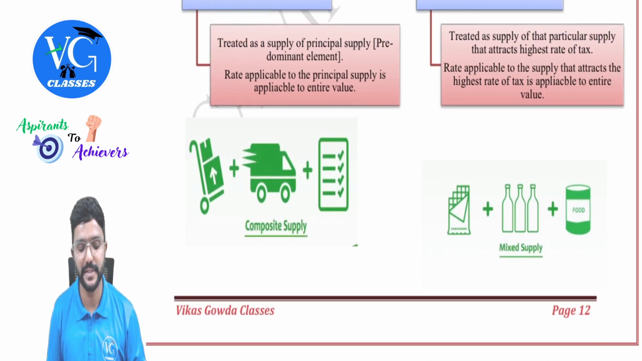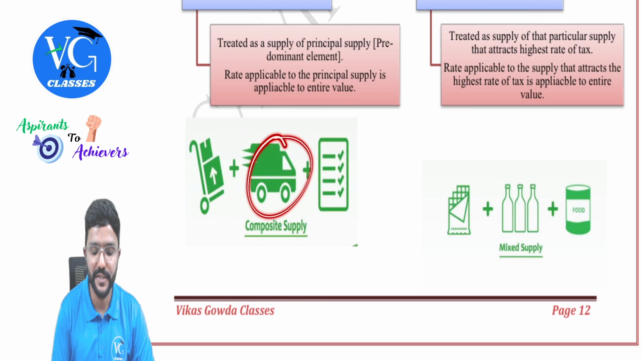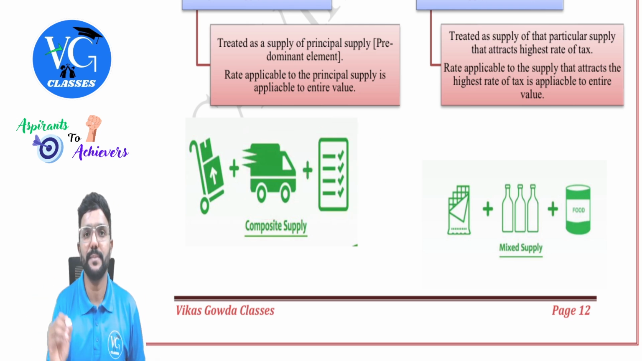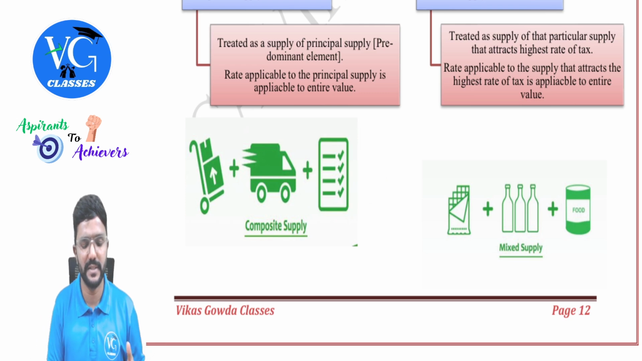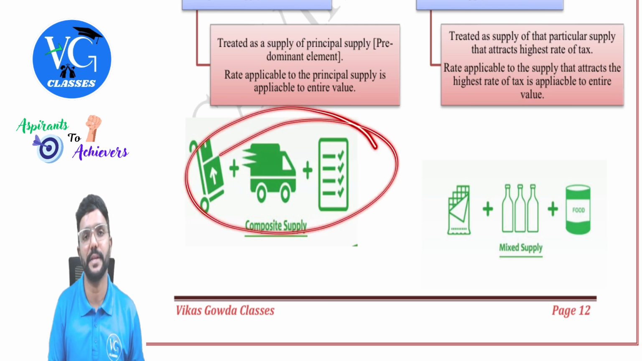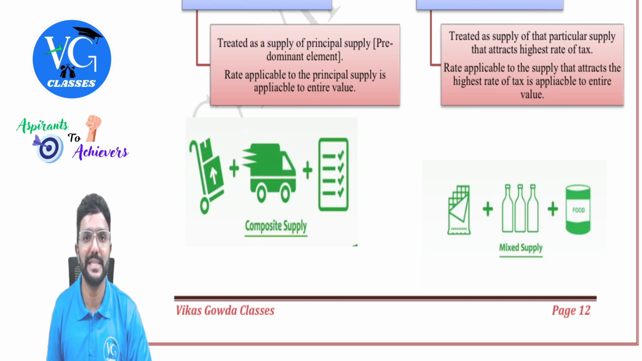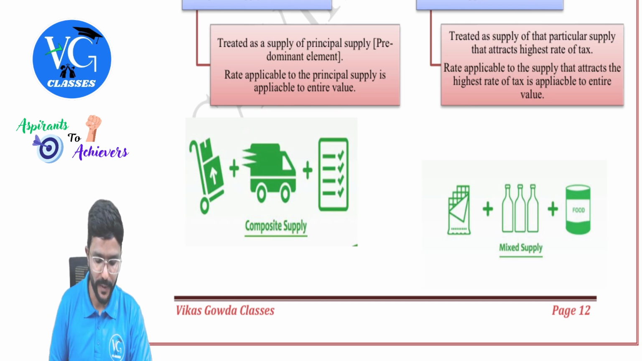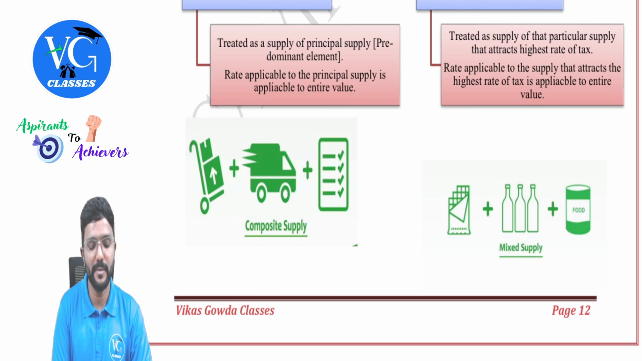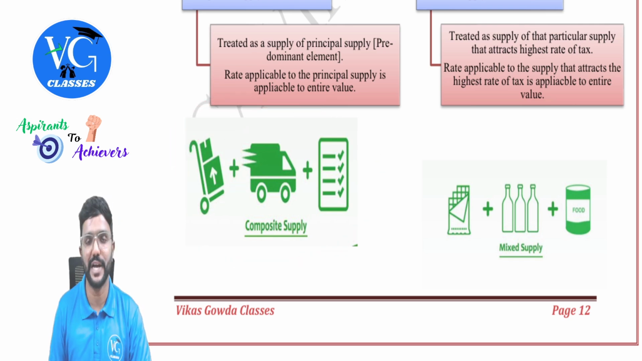I have also given an example here. Goods has been supplied along with transportation service and insurance in transit. So which is the principal supply? Is it a composite supply? Yes, because they are naturally bundled, because the majority of customers want all this together, or it is supplied together as a general business practice. But what is the principal supply? Goods here. The rate applicable for the goods will be applicable for the entire value if a single price is charged.